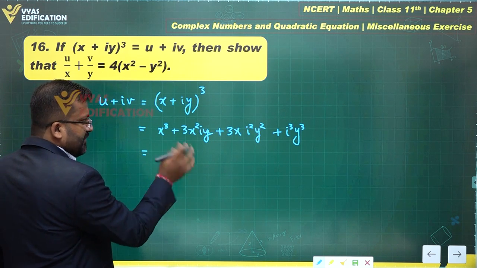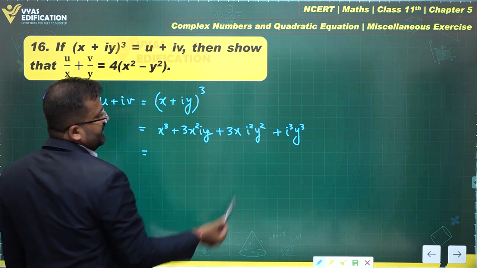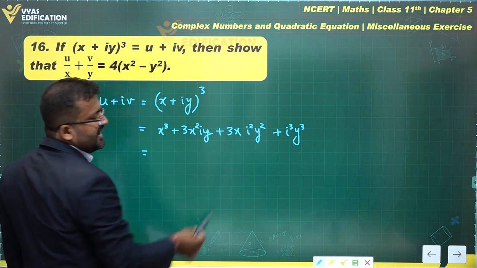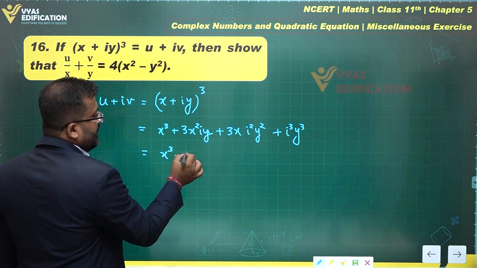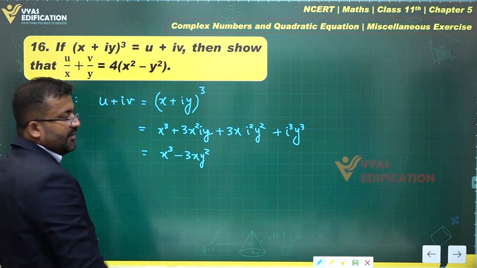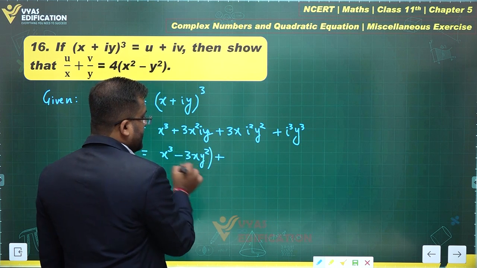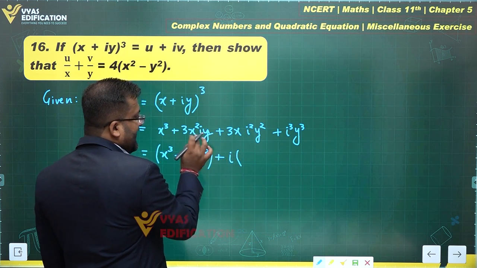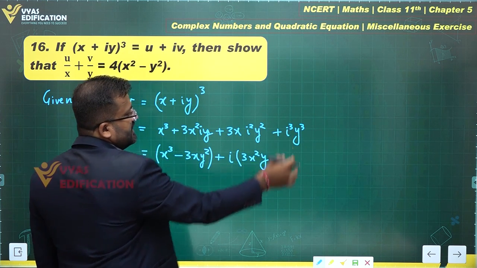Can we simplify this further? Yes. This i² is actually equal to minus 1. So this becomes minus 3xy². There's an x³ over here. So x³ minus 3xy² is actually the real part, right? What happens in case of the imaginary part? Let's take i common. This becomes 3x²y. And what happens to this term over here?